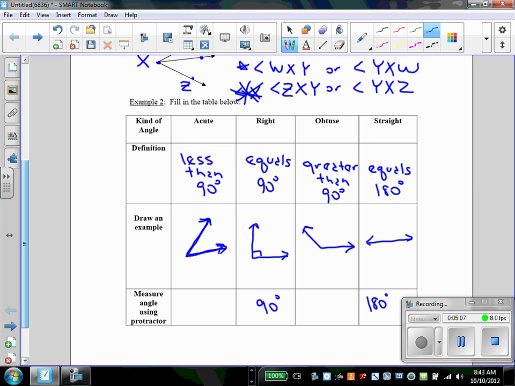Here's my display right here. Notice I'm using this little box in the corner. That implies 90 degrees, that it is a right angle. You have obtuse, which is greater than 90 degrees, and you would measure it, and it's going to be about 120-ish degrees. You're going to measure yours accurately, of course. And then the straight angle is essentially a straight line, but it's 180 degrees. So if you use your protractor from this point to this right here, it's going to be 180 degrees. Hopefully that's a good review.